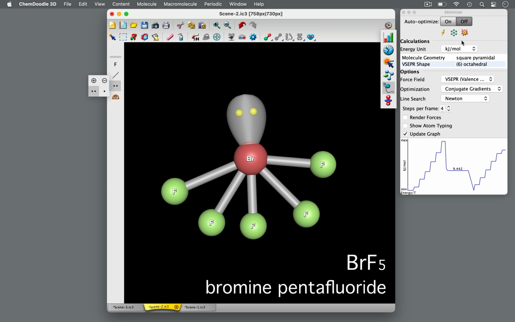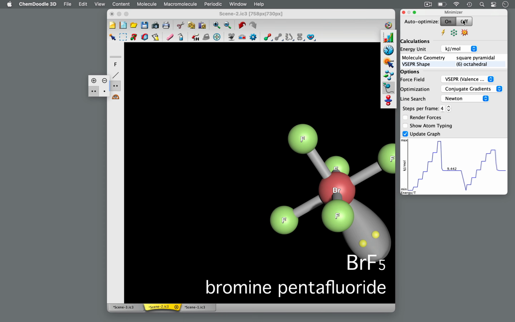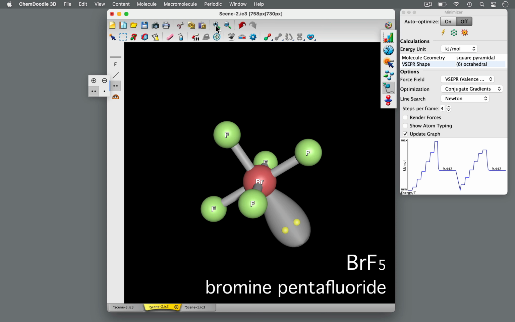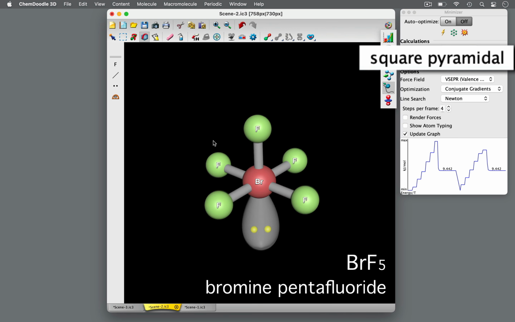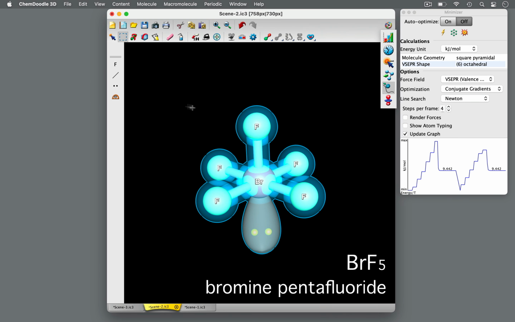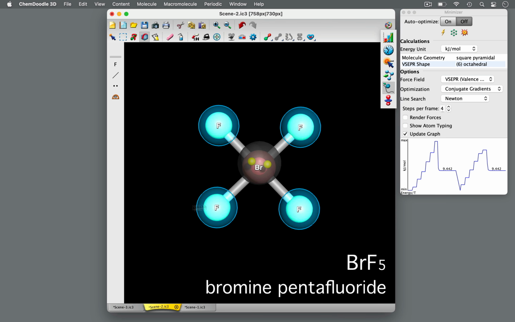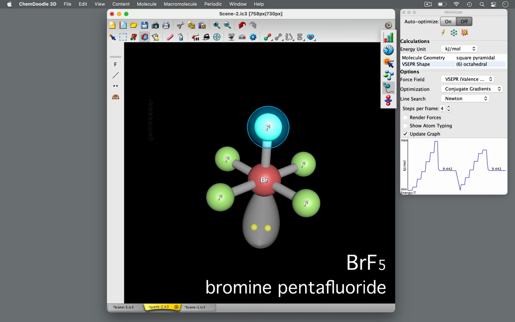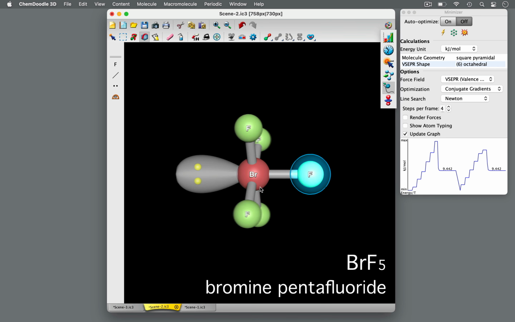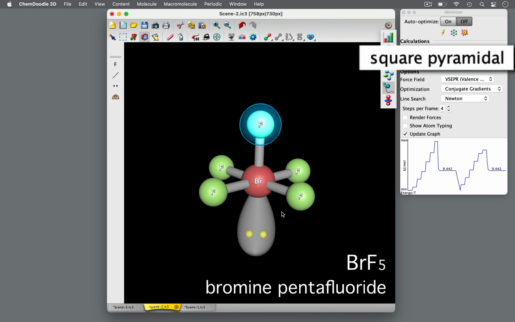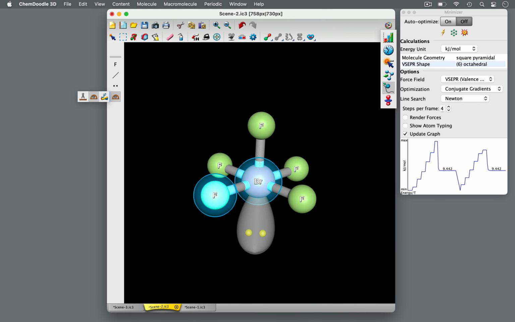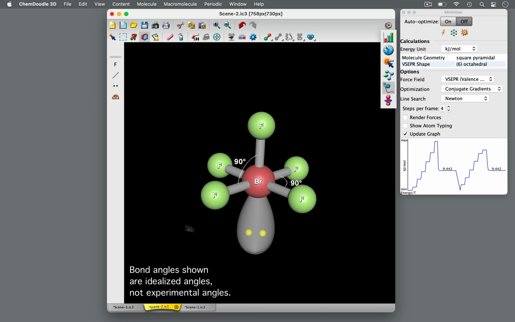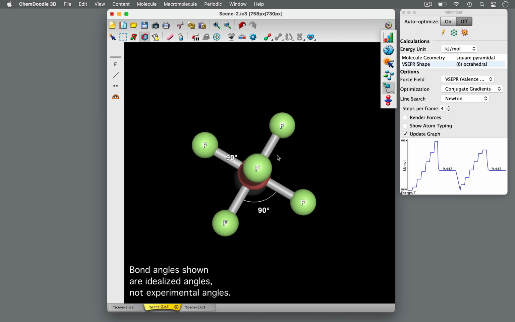To maximize their distance from each other, VSEPR theory predicts that bromine pentafluoride adopts an octahedral basis with a square pyramidal molecular geometry. Notice how the 4 fluorine atoms in the same plane as the bromine atom form a square base, with the 5th fluorine atom forming the apex of the pyramid. Hence the name square pyramidal. Similar to the octahedral molecular geometry, the bond angles in the square pyramidal shape are 90 degrees.